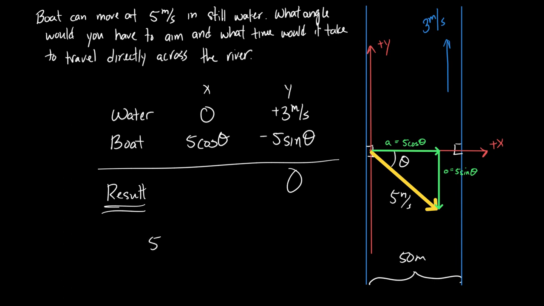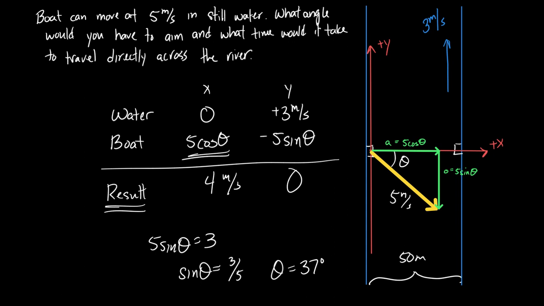So I'm going to say 5 sine theta equals 3. Add them together, set them equal to 0. Move the 3 over. So sine theta is 3/5, so theta is like 37 degrees. But I also know that this is a 3, 4, 5 triangle now that I know that, right? If you didn't know what the 3, 4, 5 triangle is, well, learn. 3 squared plus 4 squared equals 25. Square root of which is 5. So that's going to make this 4 meters per second. That'll be 5 cosine 37 degrees.